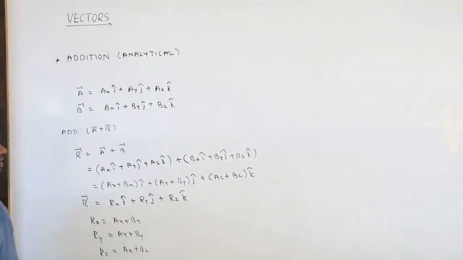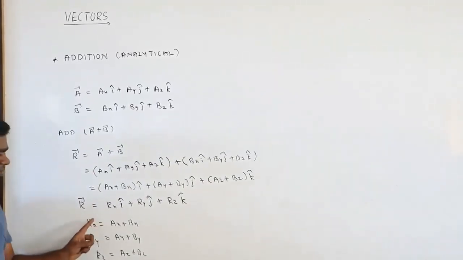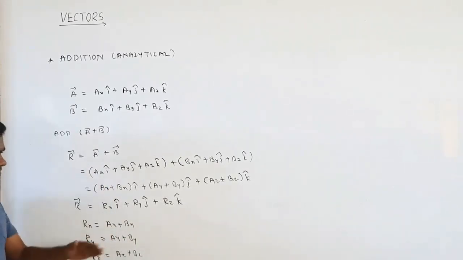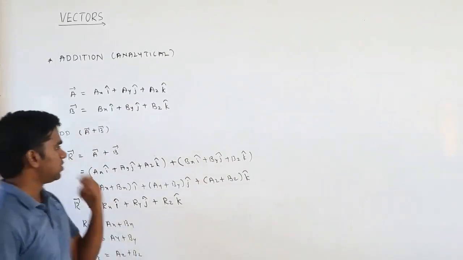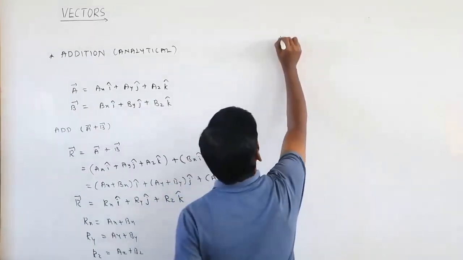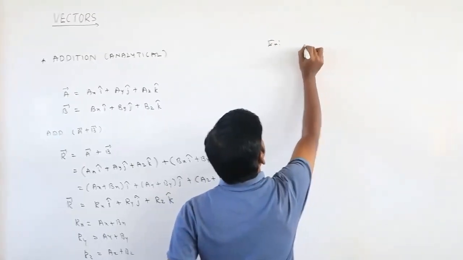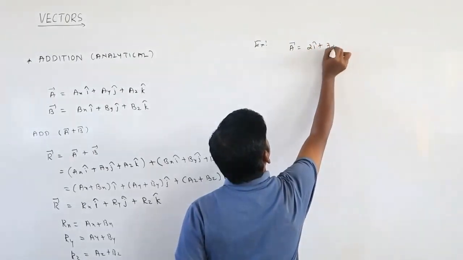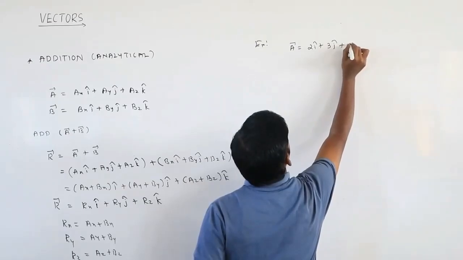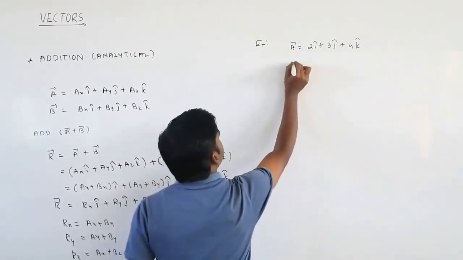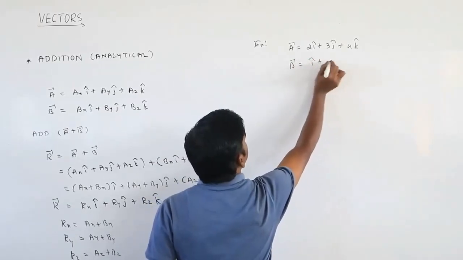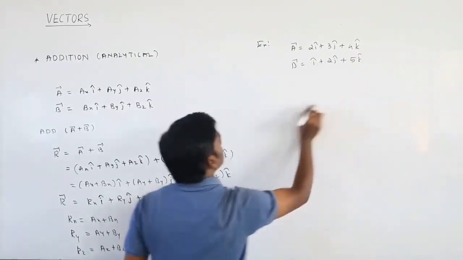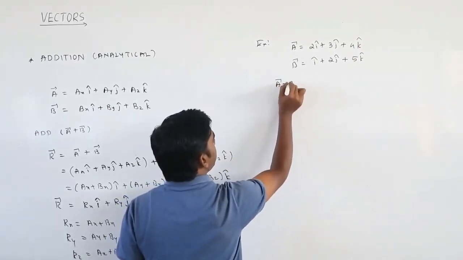Similarly with the subtraction, you just have to subtract: Ax minus Bx, Ay minus By, Az minus Bz. Like that you can subtract also. If I take an example, suppose vector A equals 2 i cap plus 3 j cap plus 4 k cap, and vector B equals i cap plus 2 j cap plus 5 k cap. Now you have to find vector A minus B.